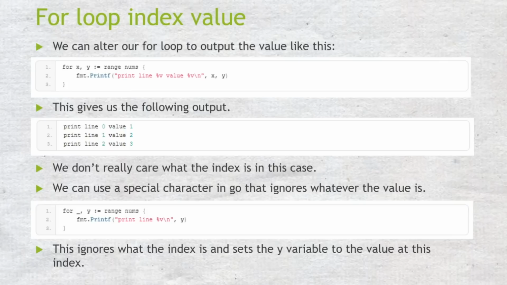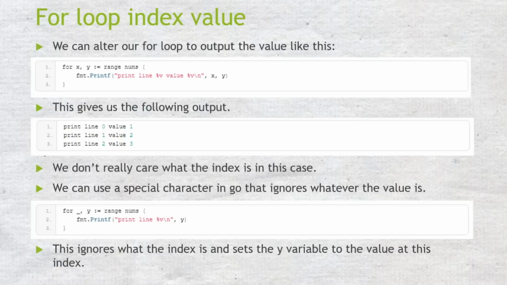For loop index value. Now we can alter our for loop to output the value like this: for x, y. We're going to assign both of those values to whatever range nums returns. The range actually returns 2 values, and as we'll see, functions can return more than one value. In this case, we're returning the index and then the value. So x will be our index, y will be our value. As we iterate through that, we will print out the print line, and then %v is going to be our index with a value of %v, which is y. And as we can see in the output, it shows 3 lines that have 0, 1, and 2 for the index, and then our values of 1, 2, and 3.